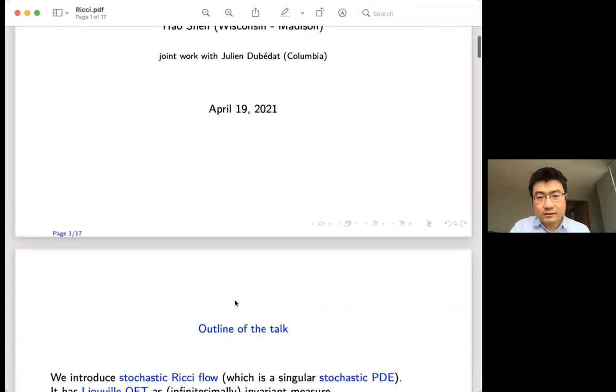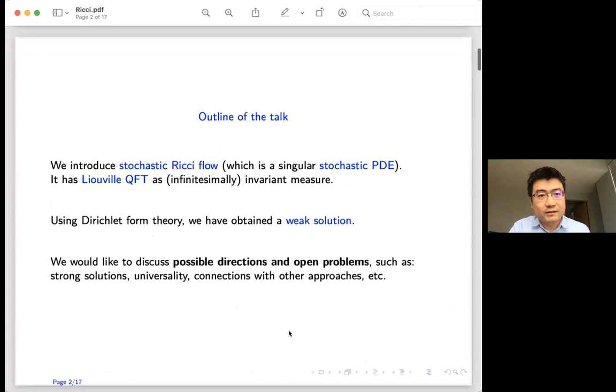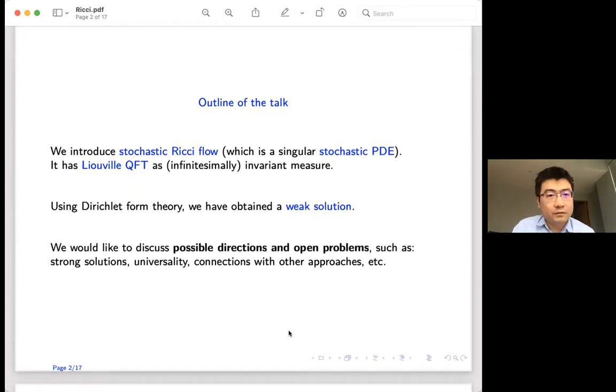Yeah, so the key message of this talk is we introduced the stochastic version of the Ricci flow, which is a stochastic partial differential equation. And this equation has the Liouville Conformal Field Theory as an invariant measure. And we're going to use the Dirichlet form theory to construct a weak solution to give a meaning to this stochastic Ricci flow.